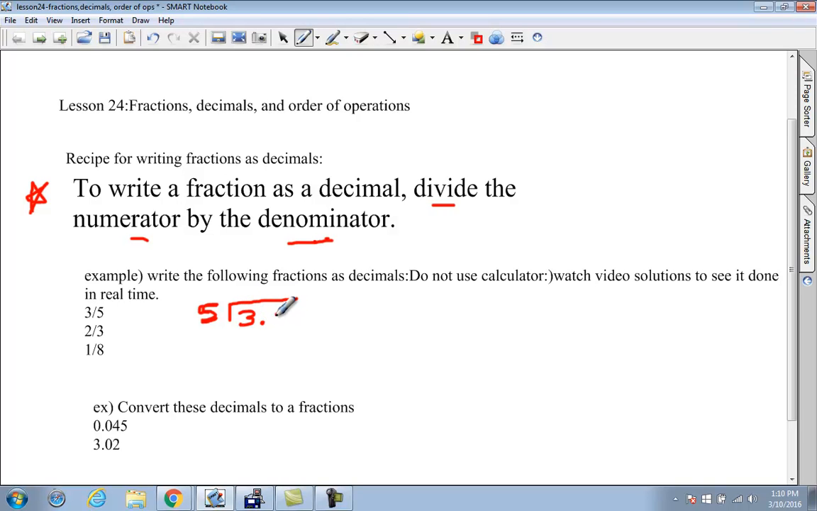So I'm going to write 3 as 3.0 so that I can perform that decimal division, because 5 doesn't go into 3, right? Or you could say 5 goes into 3 0 times. Line up the decimal. Then how many times does 5 go into 30? 6 times. So, long story short, 3/5 is equivalent to 0.6.